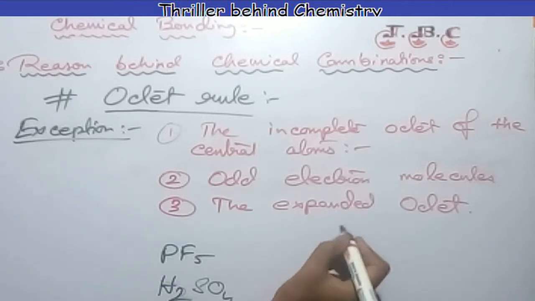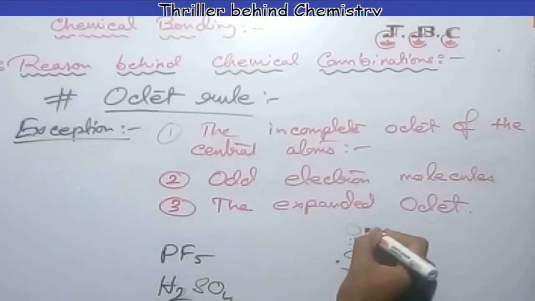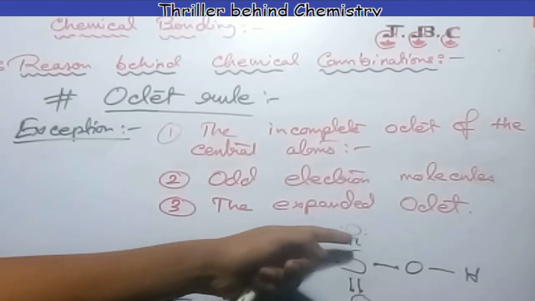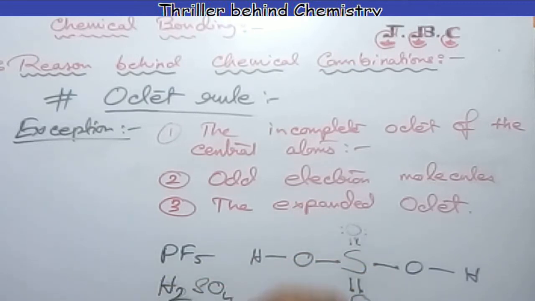So there one oxygen atom makes a double bond, there one oxygen atom makes a double bond, and there are 2 oxygen atoms that make single bonds, and the 2 hydrogen atoms are bonded with those oxygen atoms which have a single bond with sulfur. So in the case of sulfur, sulfur has 1, 2, 3, 4, 5, 6, 7, 8, 9, 10, 11, 12 valence electrons. So here obviously the octet rule does not apply.